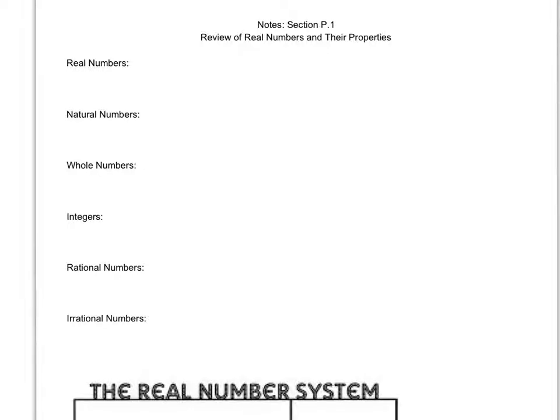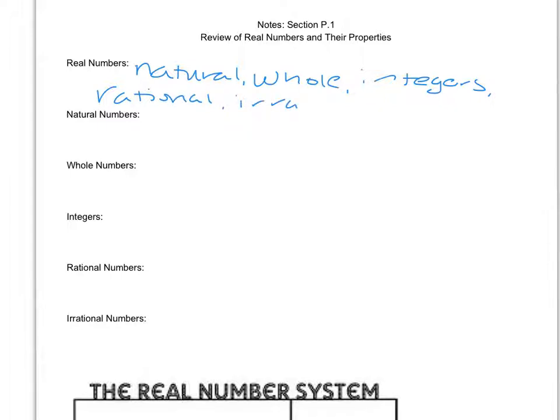All right, so this is a quick review of section P.1, which involves the real number system and some of their properties. And so, as we said in class, the real number system is basically comprised of all the numbers that we use in math for the most part. And so the real numbers is the natural numbers, the whole numbers, integers, rational numbers, and also the irrational numbers, right?